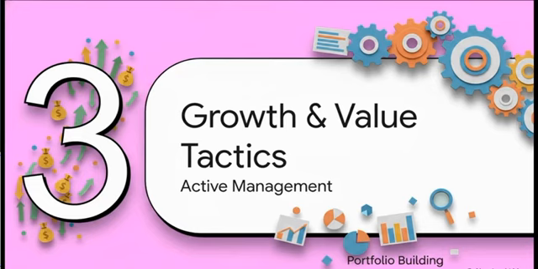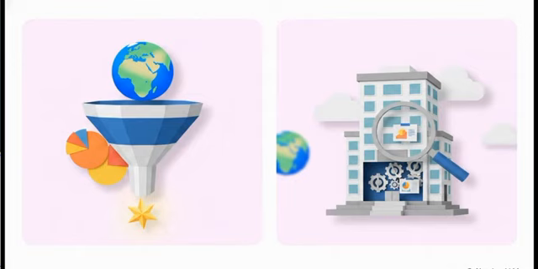Section 3, growth, value, and tactics. Let's zoom in on those specific active strategies now. Within active management, you generally see people taking one of two paths. The top-down approach acts kind of like a massive macroeconomic funnel. You start by analyzing the whole global economy, then you narrow it down to the most promising sectors, and finally, you pick the best individual stocks inside those sectors.